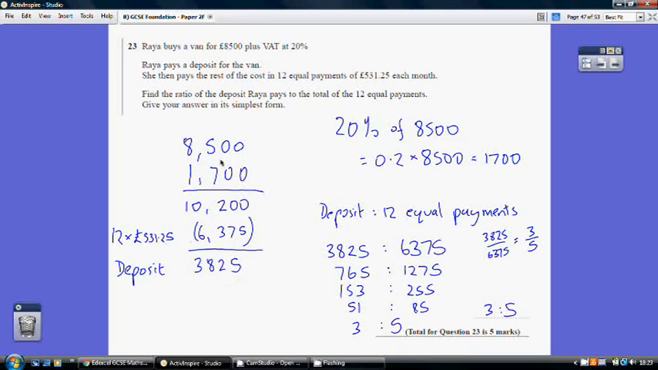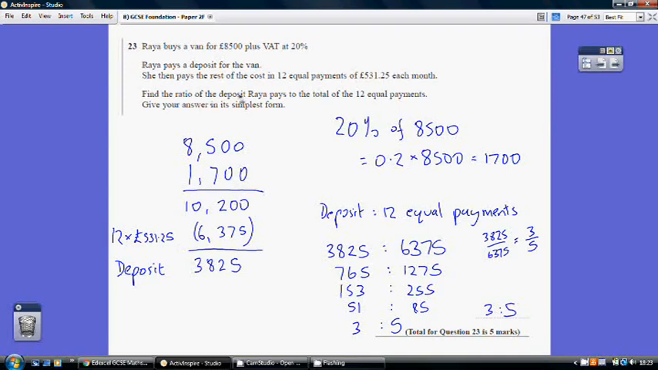So let's just run through that again. We've got the price of the van plus the VAT gives the full price of the van. Take away the deposit of 3,825. It leaves us with 6,375 to pay, which we pay in 12 equal instalments of 531.25.